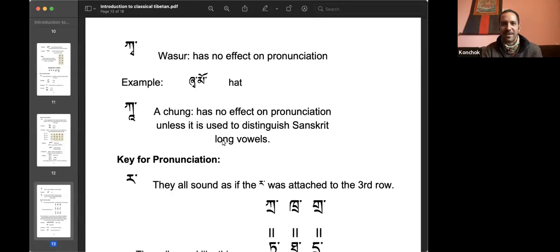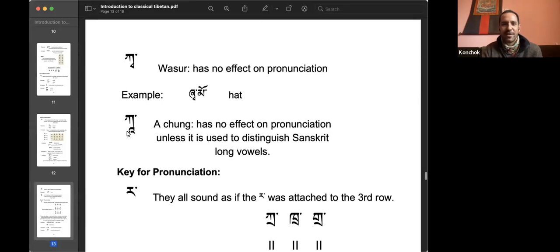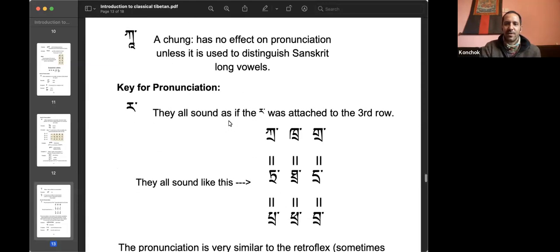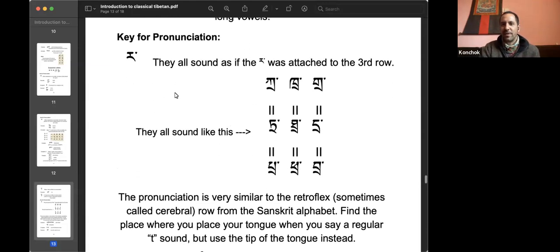My goal here is that when we finish this class, you have all the resources to figure out your own prayers. Of course I'll still be around and you can ask me questions, but it's better if we also become independent practitioners, right? Okay, are there any questions about wasur and achung? Is that clear? Yeah. Okay.